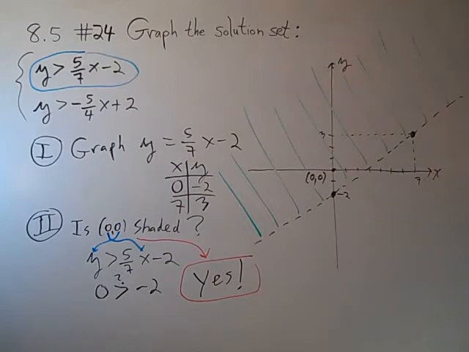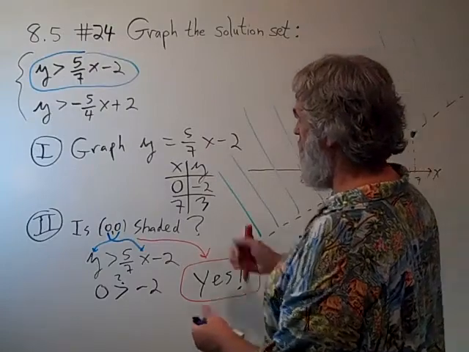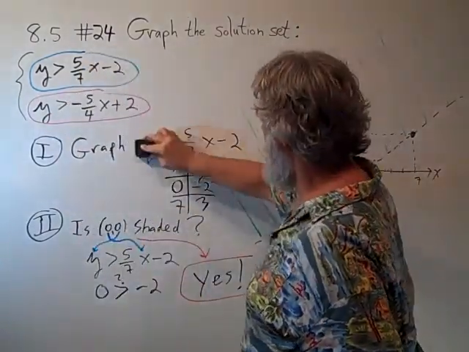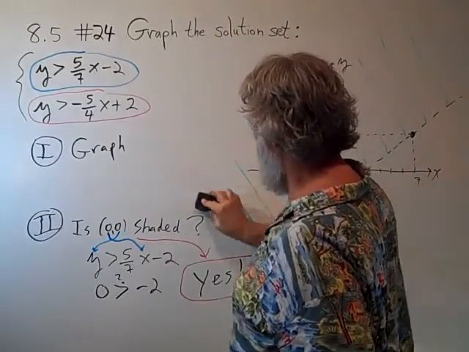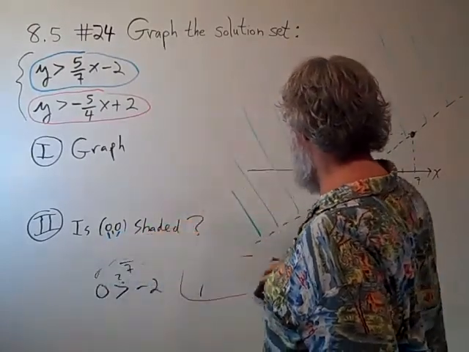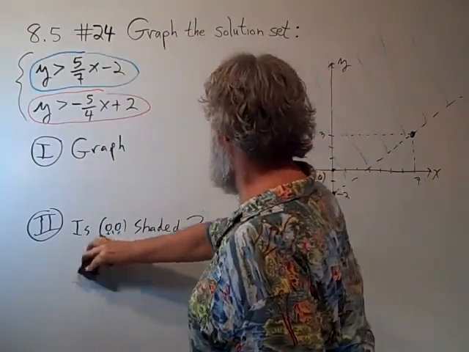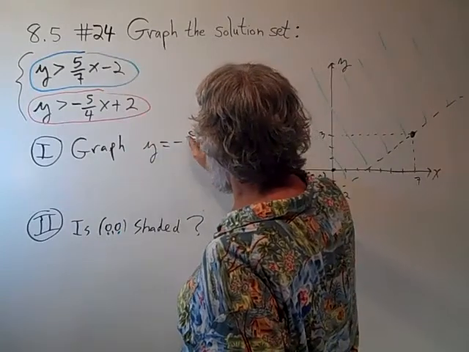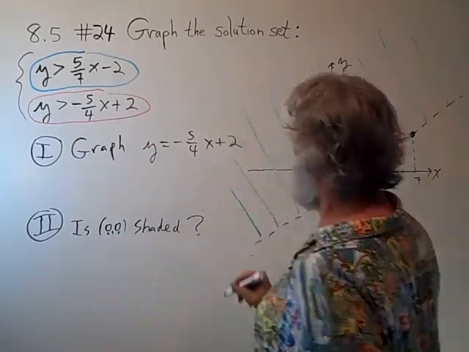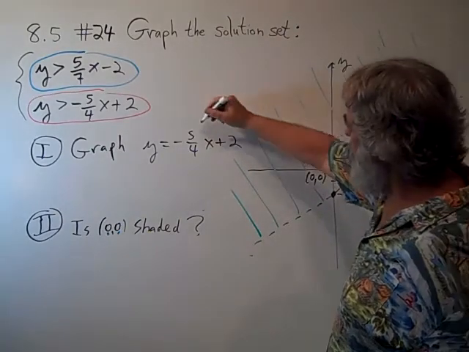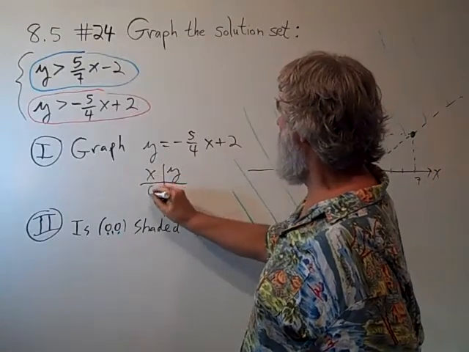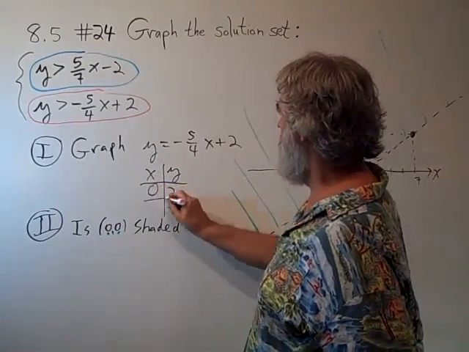Okay, now we have to graph the second of these 2 linear inequalities. We're going to graph this one. Same 2-step process as before. We first have to find 2 points that are on the graph of the line bounding the region. And that, in this case, is the line y equals -5/4 x plus 2. So we need to find 2 points that are on this line. If x is 0, y is 2.